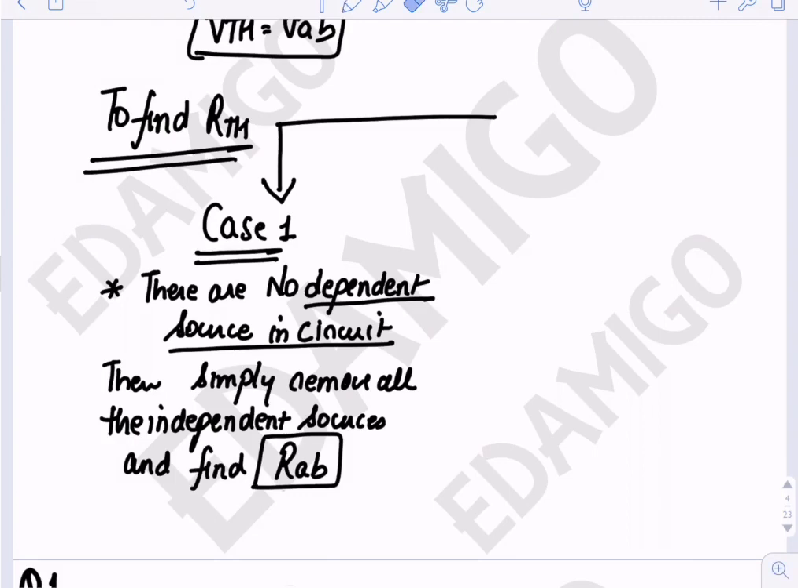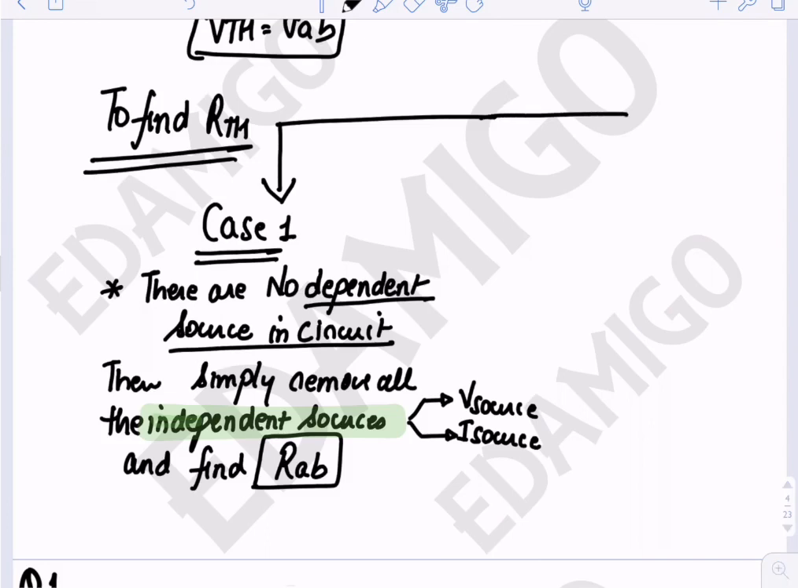Now how to remove these independent sources? What are the independent sources? There are two kinds of sources: voltage source and the current source. Now how do we remove the voltage source? We remove the voltage source by short circuiting it, and we remove the current source by open circuiting it.